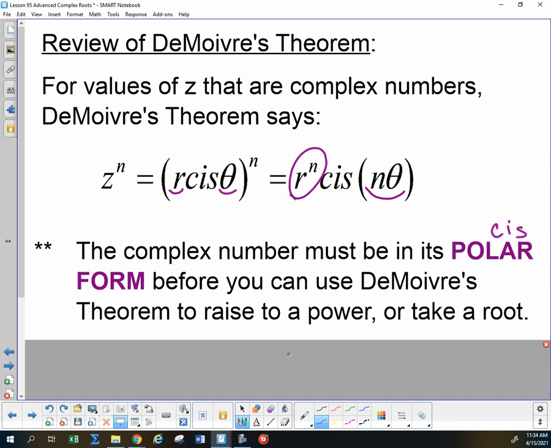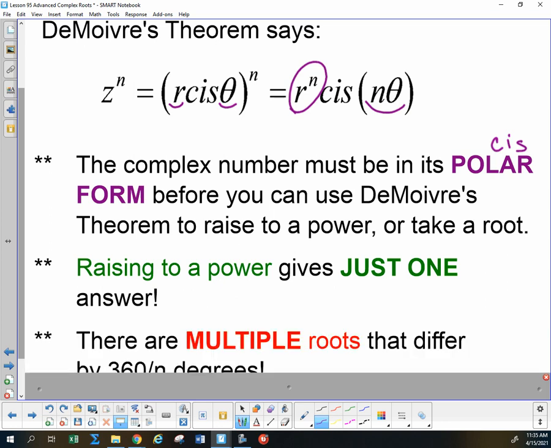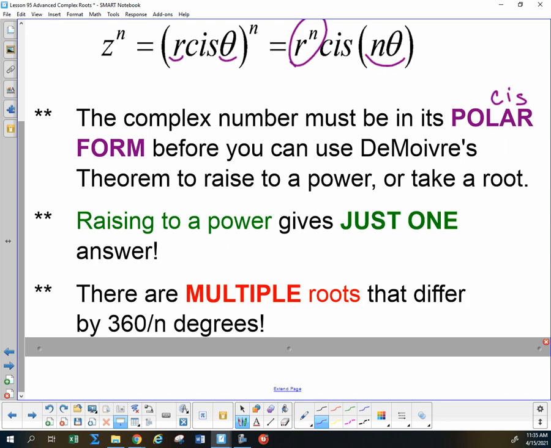Also, and this is also still review, raising to a power gives one answer. So if we take it to the third power or the 17th power, we get one answer. But if we're taking roots, so we're taking it to the 1/2 power or the 1/5 power or the 1/12 power, we get more than one answer. If it is 12th roots, we have 12 answers. If it's cubed roots, we have 3 answers. If it's 4th roots, we have 4 answers.